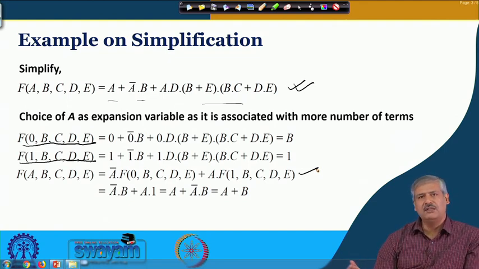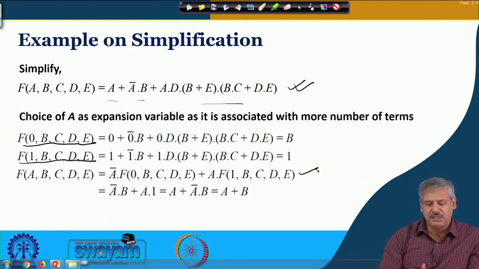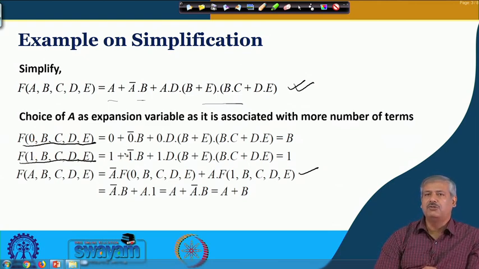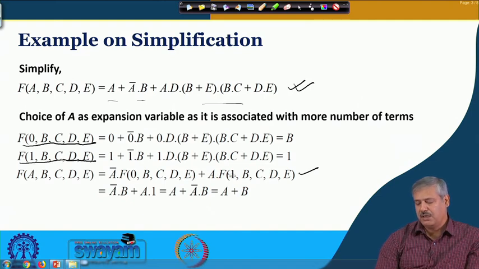We could have taken any other variable out, B also. In that case, F A0 B C D E, F A1 B C D E, that would have been the case, and here the relationship would have been B bar F A0 B C D E, B ANDed with F A1 B C D E. So, that is the way you would have written the expression. Once you take A out, then what do you see?